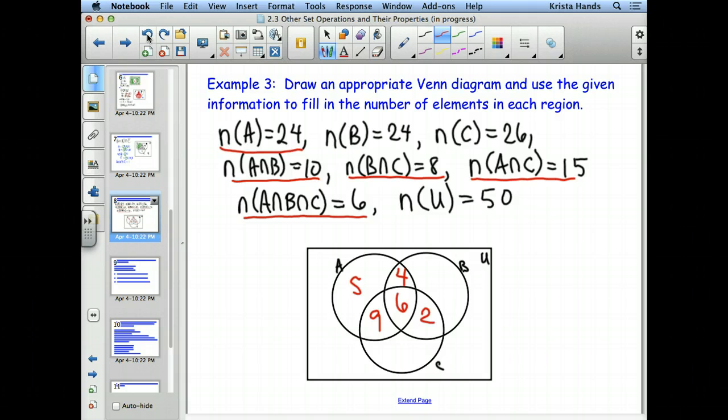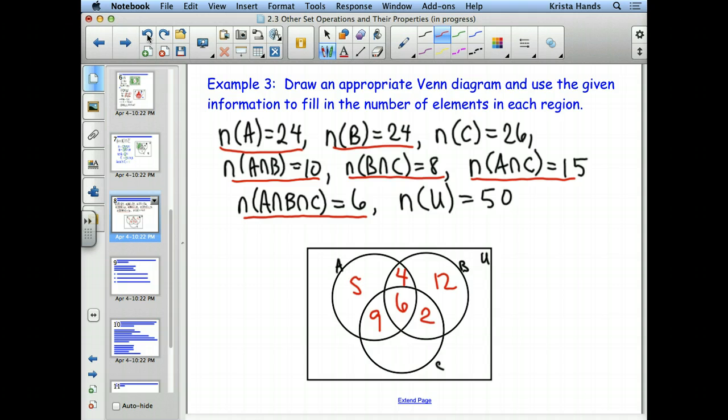Circle B, also going to add up to 24, but circle B over here currently has how many in it? 4, 6, 2, which is 12, which leaves me with needing 12 more. Very good. So we're done there. Circle C down here at the bottom is supposed to add up to 26.